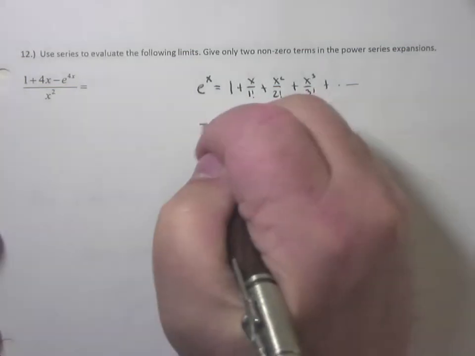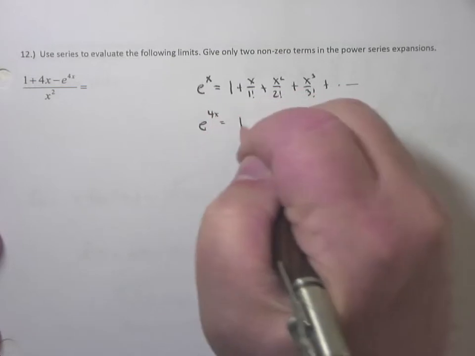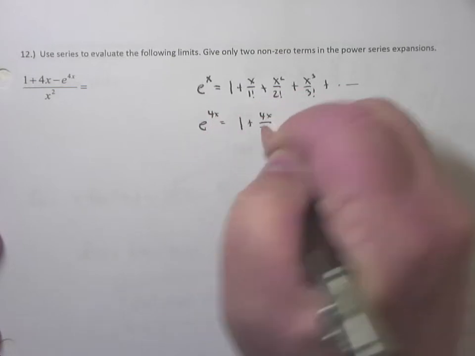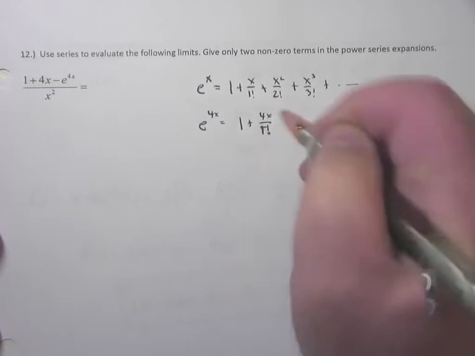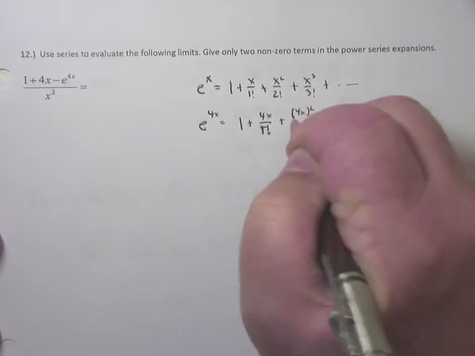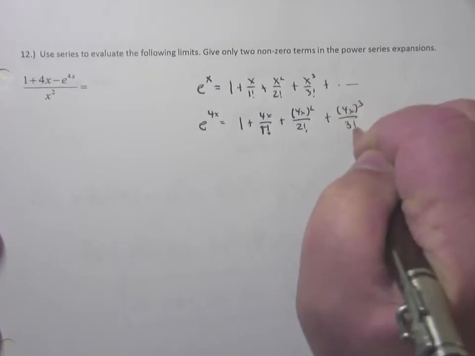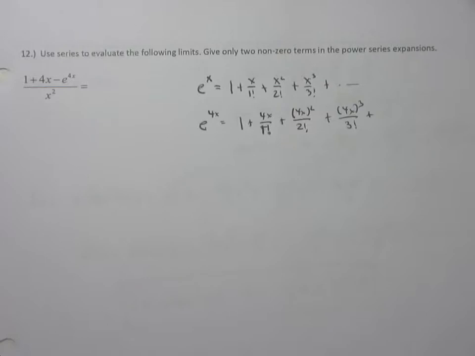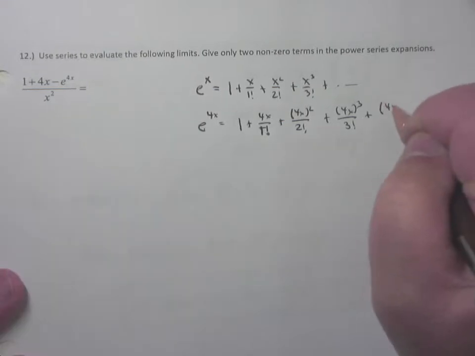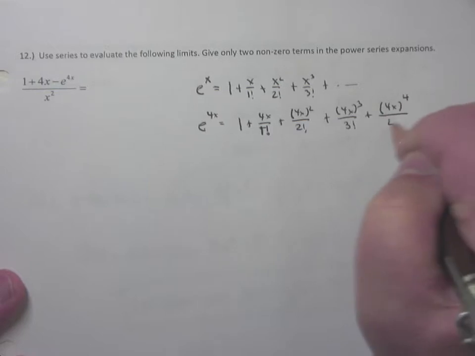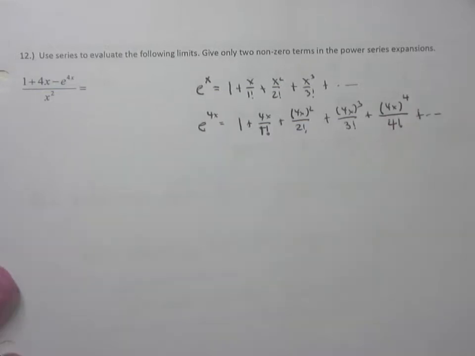So e to the 4x would be equal to 1 plus 4x over 1 factorial plus (4x) squared over 2 factorial plus (4x) cubed over 3 factorial. And like I said, you should have the ability to catch patterns. Let's just write down one more term because you never know when you need more terms. What would the next term be? (4x) to the 4th over 4 factorial. Key to math, catch a pattern. Even though I didn't write it down, you should be able to see that next pattern.